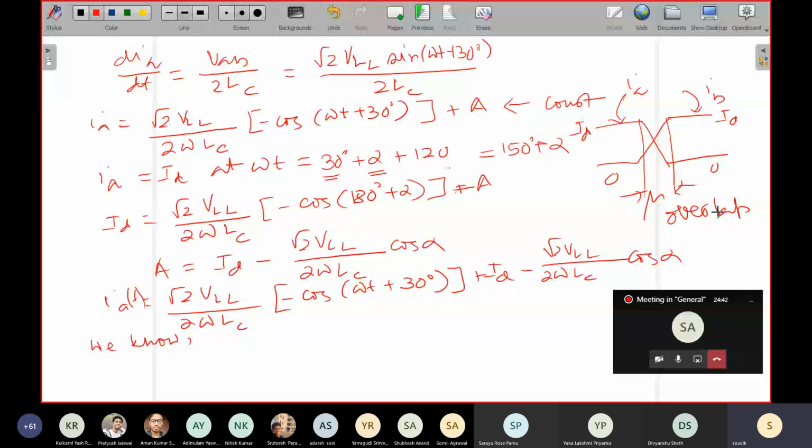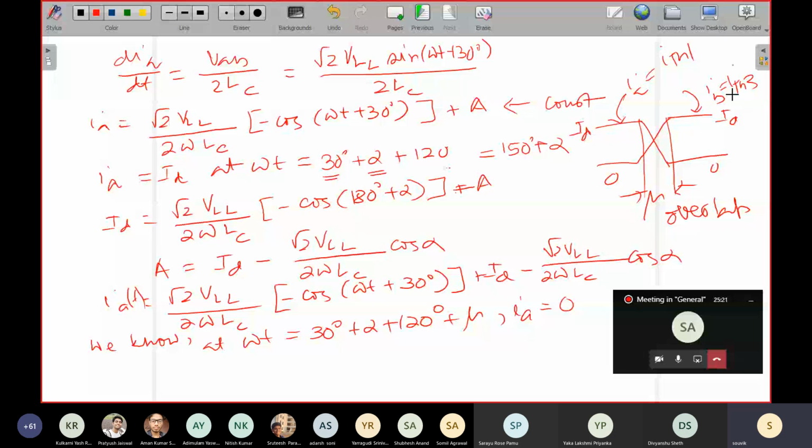So what is the angle taken from this? We know that omega t is equal to, first 30 degree, then alpha, then 120 degree, then mu. At that instant, IA must be equal to 0 because commutation has ended. It cannot take negative current. A thyristor cannot take negative current. So at that point, IA, which corresponds to thyristor 1 current, and IB, which corresponds to thyristor 3 current, right? So this current has become 0.